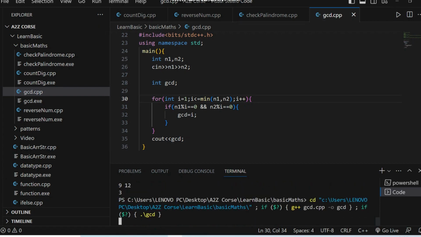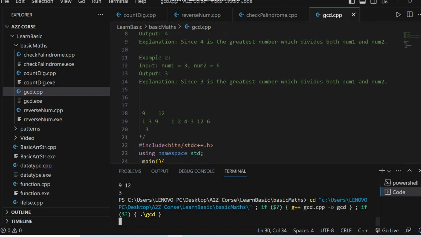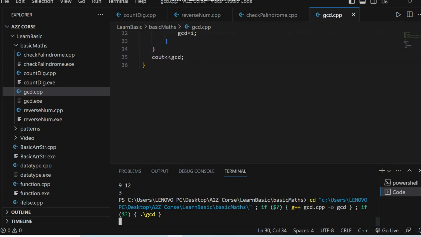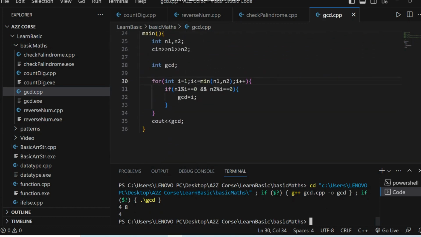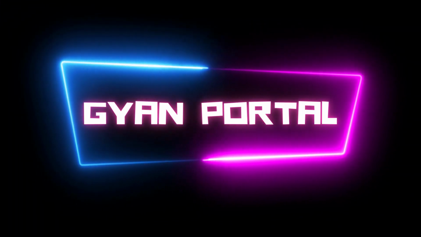And if I try any other example, like 4 and 8, it gives 4. So guys, this is our GCD, and we are doing it in O of n complexity. So I hope you understand the concept of GCD, and we meet soon.